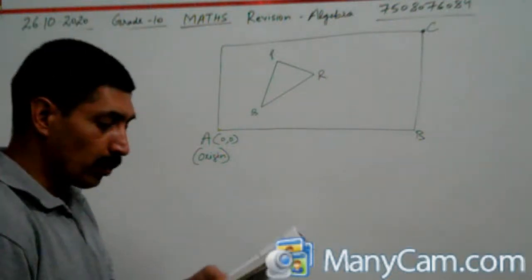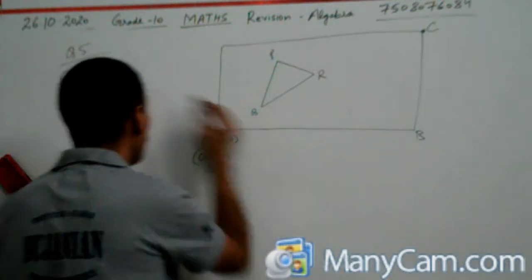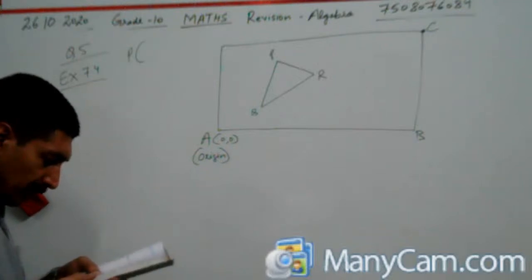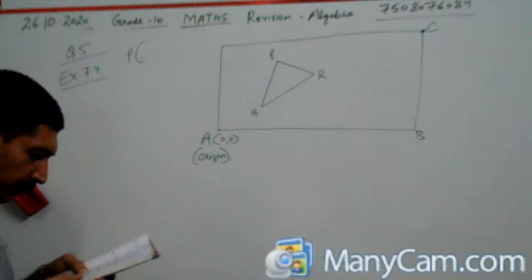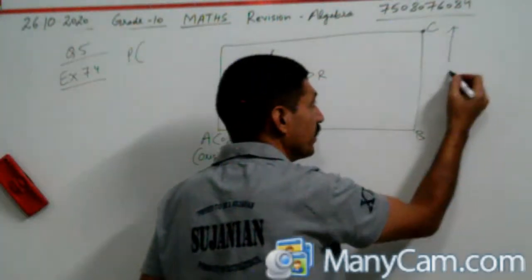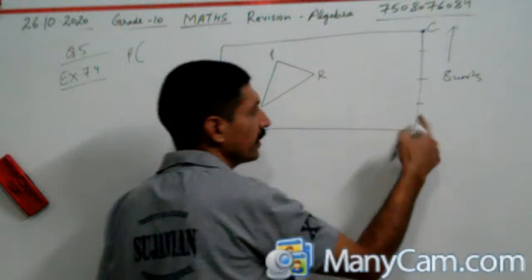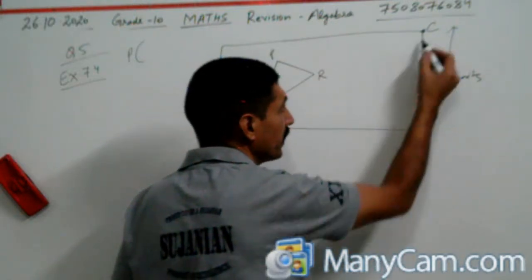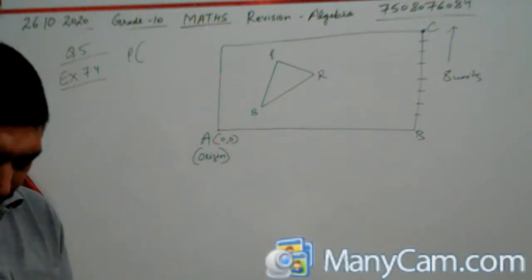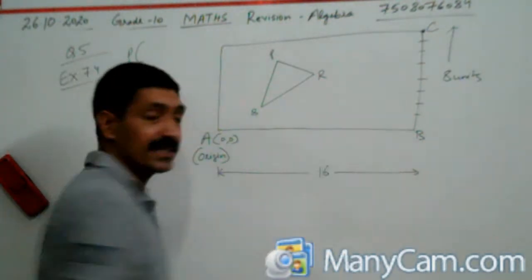So here we have 1, 2, 3, 4, and so on. If we check the points, the coordinates start from 1, 2, 3, 4, 5, 6, 7, 8. If we check this distance here, it is 8 units. You can check in the book. Same on this side, 8 units. And on this side we have up to 16, and these are the 16 units. The rectangle is 16 by 8.